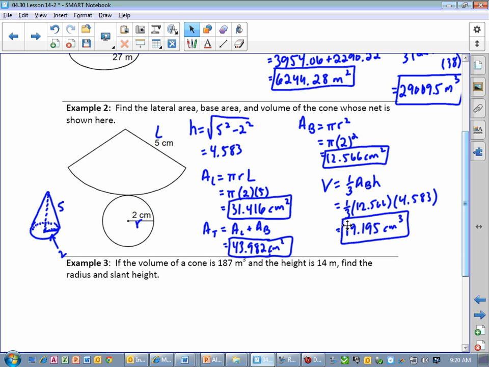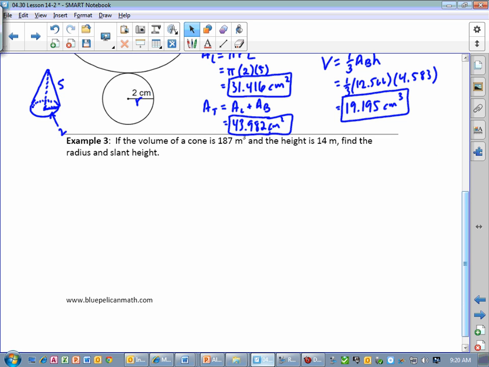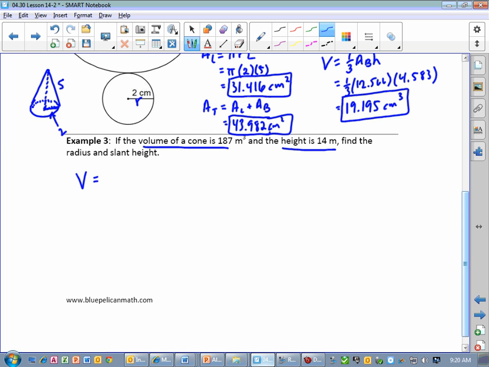Okay. And then finally, example 3 says if the volume of a cone is 187 cubic meters and the height is 14 meters, find the radius and slant height. All right, so we're given our volume and our height. Okay, so our volume formula, we call it as pi r squared h. Area of the base times the height. So we can go ahead and substitute in what we know.